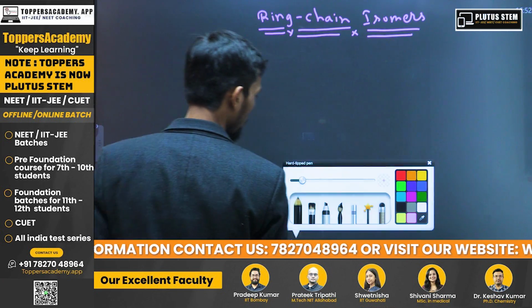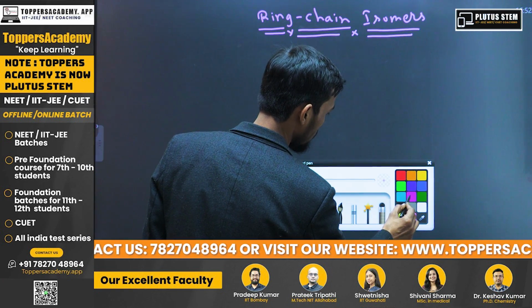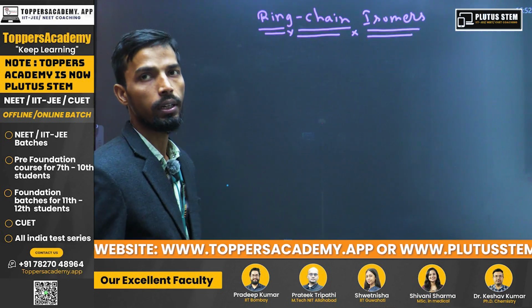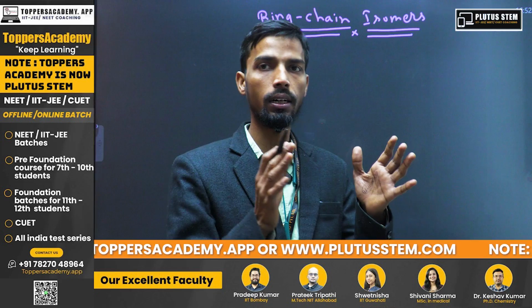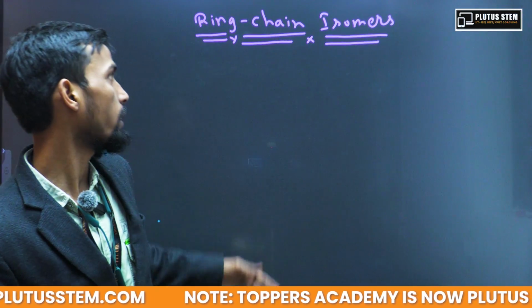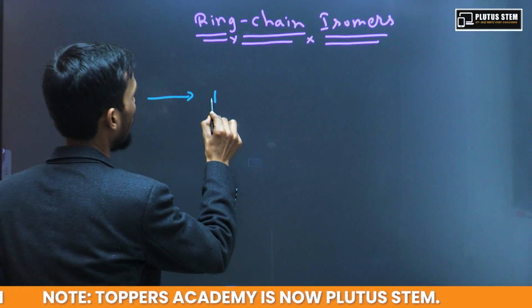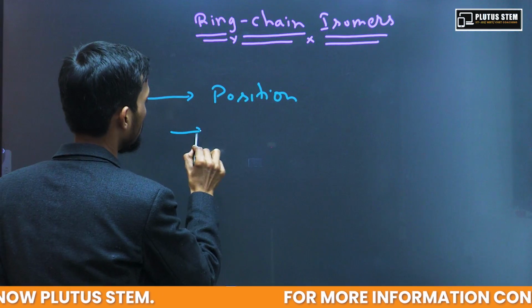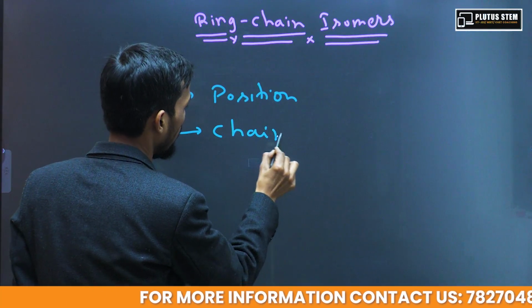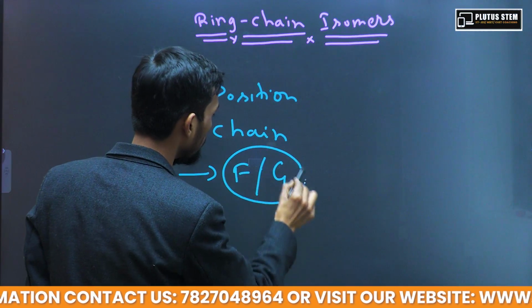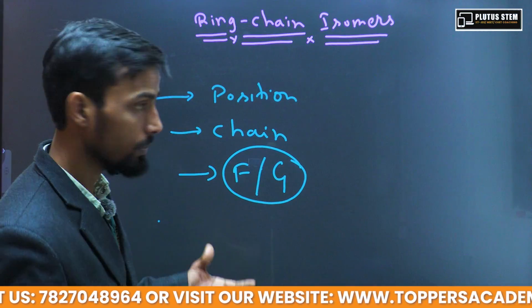Today we are going to discuss ring chain isomers. As you are aware, we have been discussing isomerism for quite a few videos. We have discussed structural isomers, and in that, position isomers and chain isomers, and in the previous video we discussed functional group isomerism.